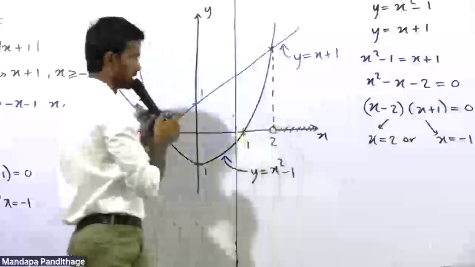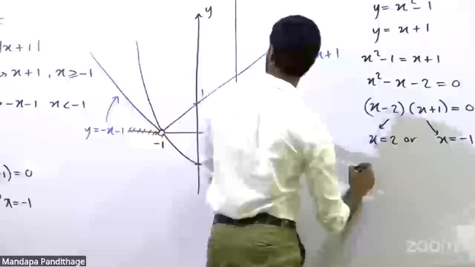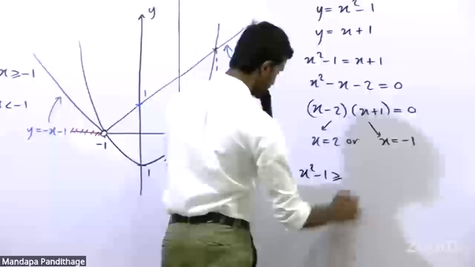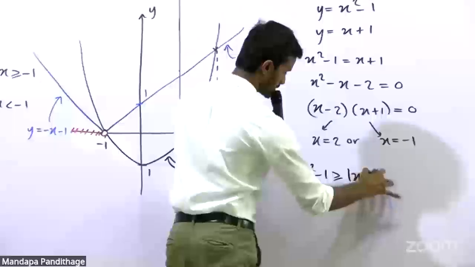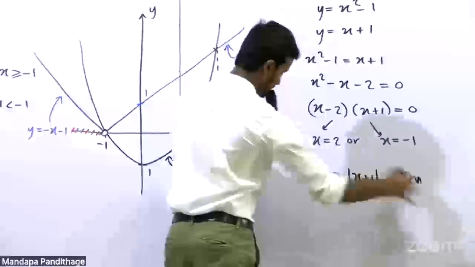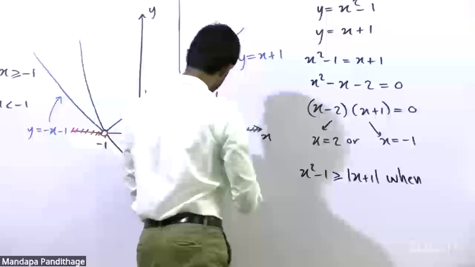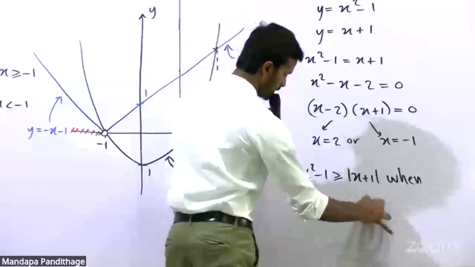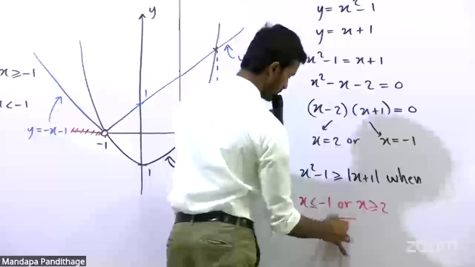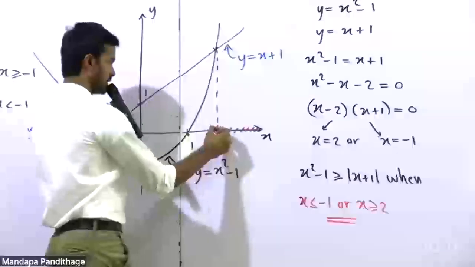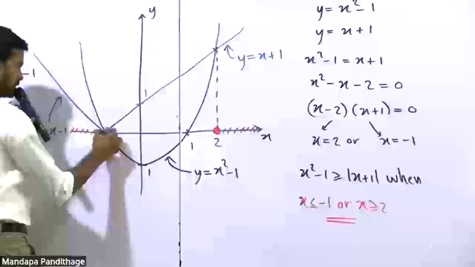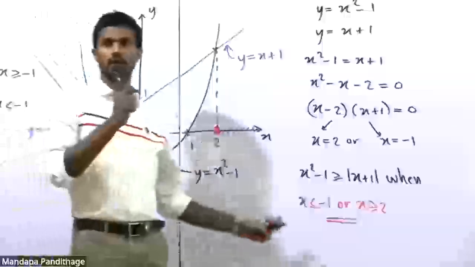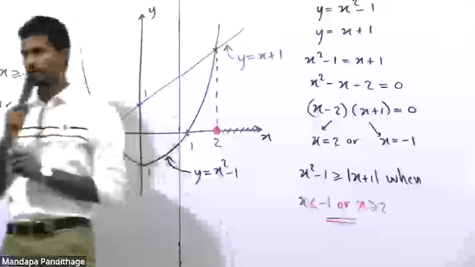So what is the final inequality? You can write that x squared minus 1, the quadratic function, is greater than modulus x plus 1 when x is less than or equal to minus 1 or x is greater than or equal to 2. You have to consider the equality, no? The equality should be considered. Okay, hands up if that is clear. This one is. Okay, now start the 2015 question.